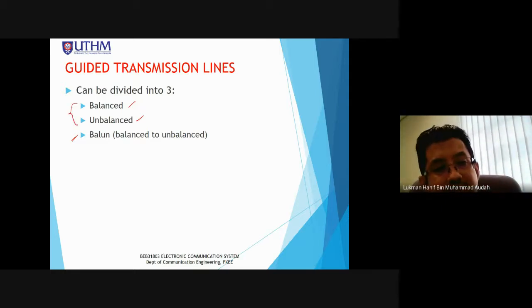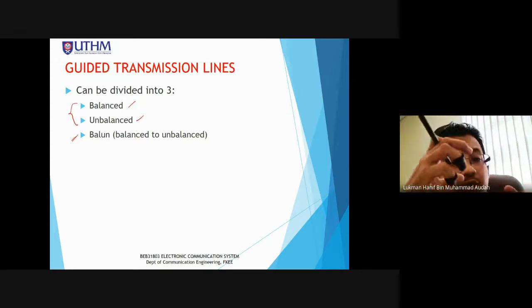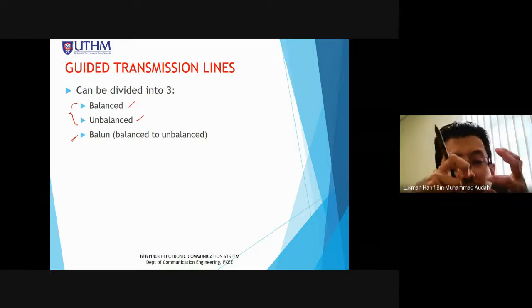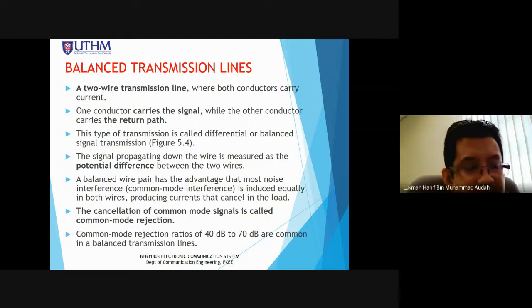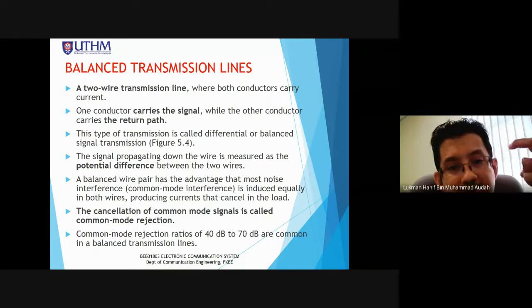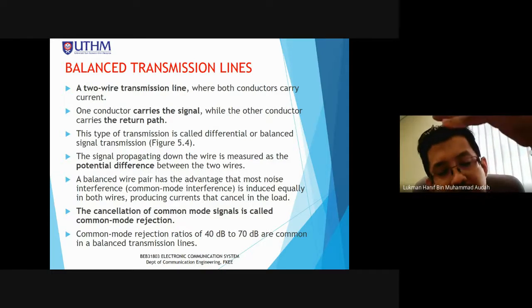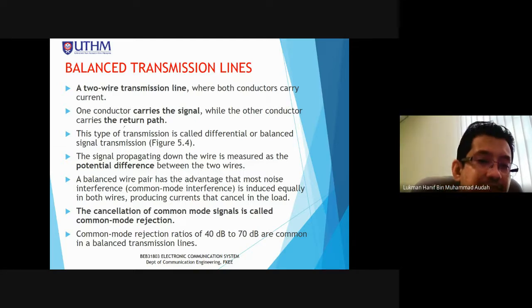So kalau ada 2 sistem, satu guna balance, satu lagi guna unbalance. So macam mana nak connect both of it? We can use a balun. Balun ni macam connector, seolah-olah macam connector. Okay. So balance transmission line is a 2-wire transmission line. Okay, dia akan ada 2 conductor yang membawa signal. Okay, satu untuk one carries the signal, others carries the return path. Okay, dia akan ada return path.